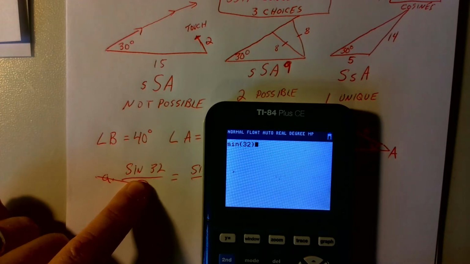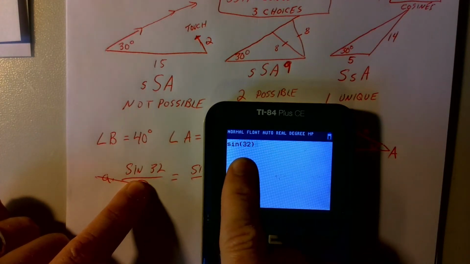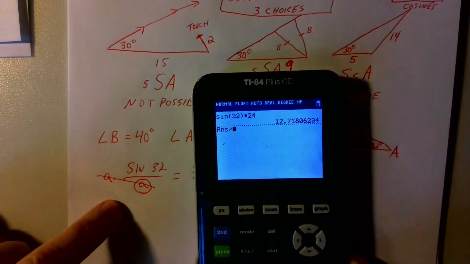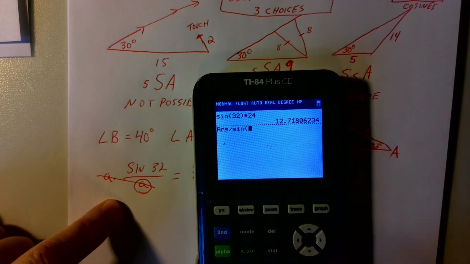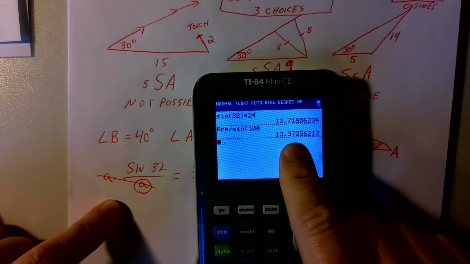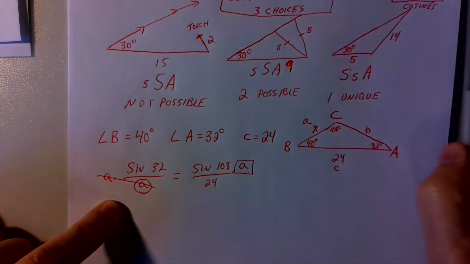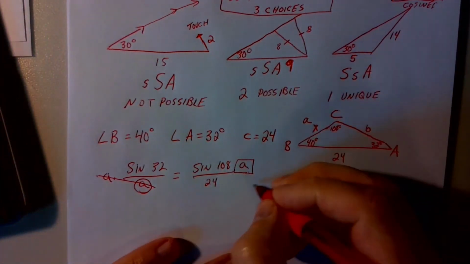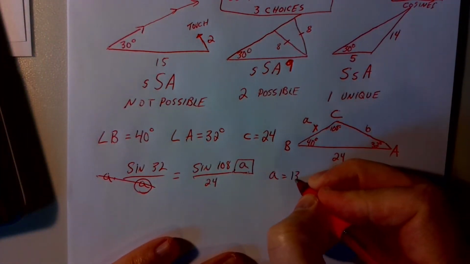I'm going to close my parentheses to make sure that it's just sine of 32. I'm going to multiply that by 24, enter, and then divide that by the sine of 108. And I get 13.37, or 13.4. We can go ahead and round it. So little a is equal to 13.4.